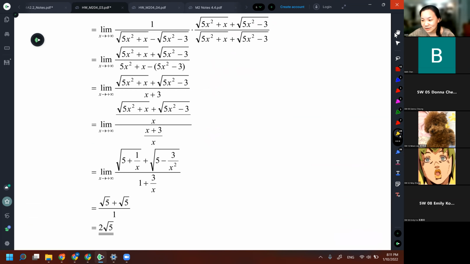And the last question you did quite well. It's just here, some of you made a careless mistake. When you divide x, in the radical sign, you are dividing x squared. So there it's x squared. Okay, that's assignment number 3.